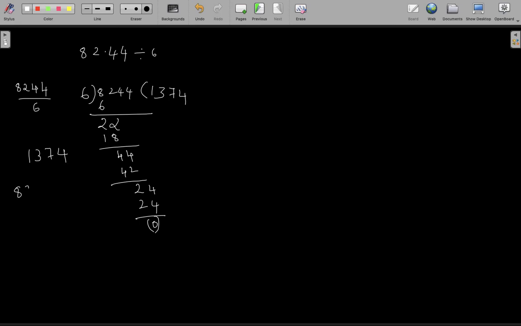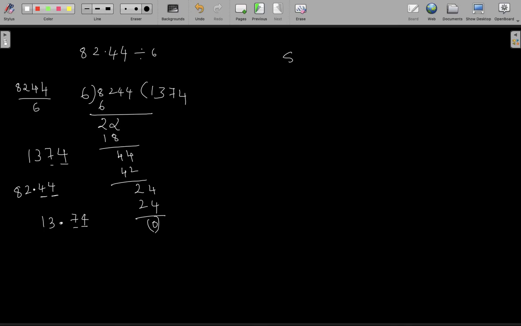Now what should 82.44 divided by 6 be? Because after the decimal point you have 2 positions, we are going to leave 2 positions starting from the right and write your answer as 13.74. After the decimal point you have 2 places. We're just going to leave 2 positions starting from the right and keep a decimal point. So that's how you can write your answer as 13.74, right?